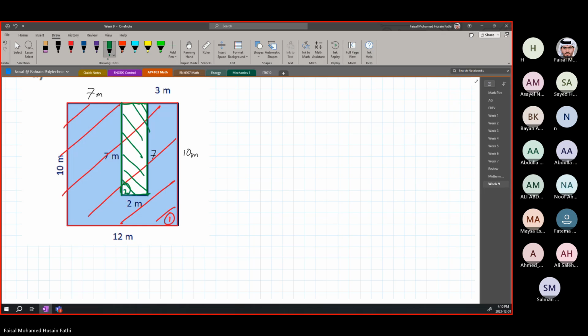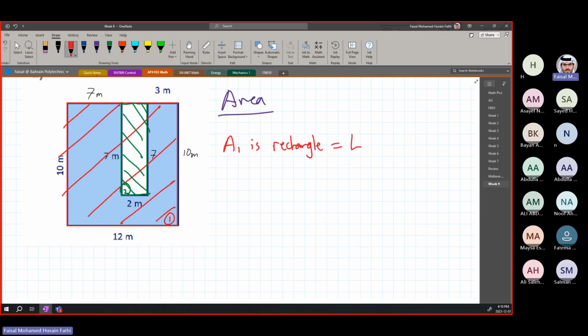Okay? Now, let's go into finding the areas. So area 1 is a rectangle, so it's equal to length times width. Very simple, area of a rectangle.